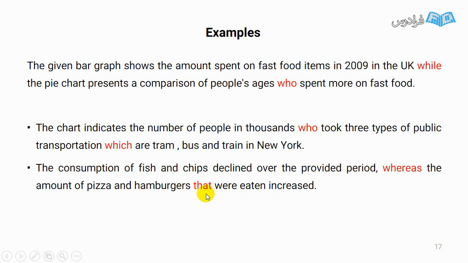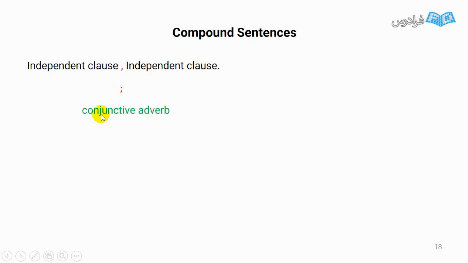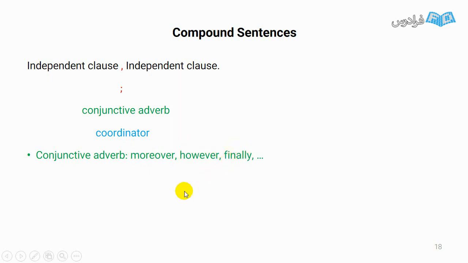I use that. Let's talk about compound sentences. They are really useful in writing. Here we need at least two independent clauses that are connected by a comma, semicolon, conjunctive adverb, or a coordinator. What is a conjunctive adverb? Words like moreover, however, or finally. And what is a coordinator? Words like for, and, nor, but, yet, or so.